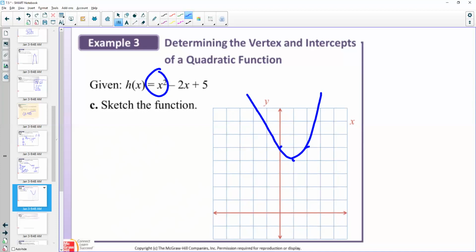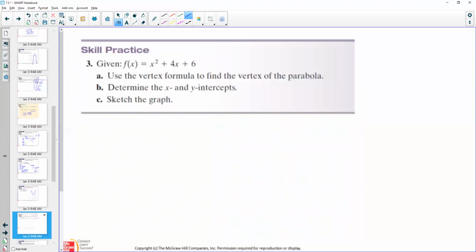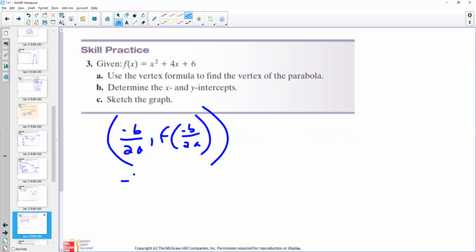That's what my graph is going to look like. There we go. So let's do one more of the vertex formula just so we can not make silly mistakes. Here's one similar kind of thing. The vertex formula is negative b over 2a, and then f of negative b over 2a. So negative b over 2a is negative 4 over 2 times 1, which is negative 4 over 2, which is negative 2.